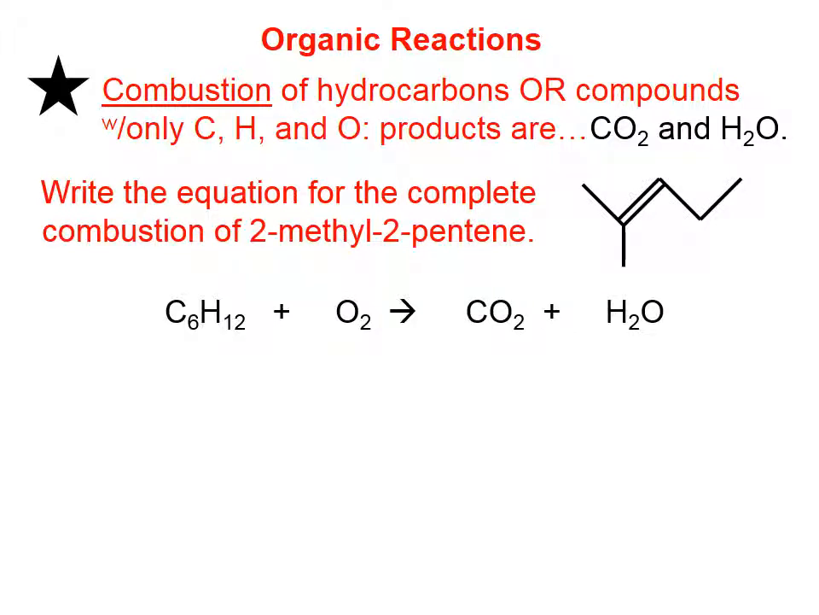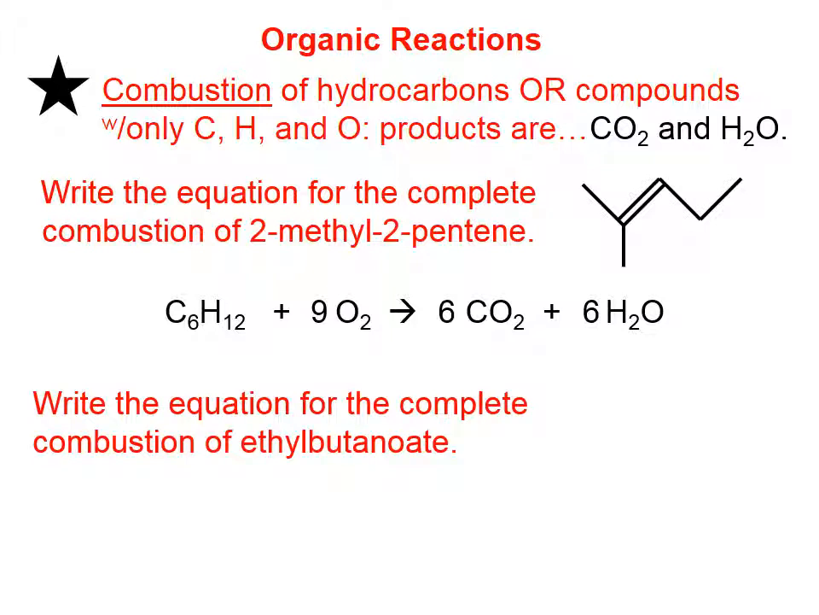And now we just have to balance this. I see 6 carbons on the left, so I'm going to put a coefficient of 6 in front of the carbon dioxide. We see 12 hydrogens on the left, which means we need a 6 in front of the water. And now we need to count up the oxygen atoms. So I've got 12 oxygens in the carbon dioxide plus another 6. That's 18. So we need 9 O2s.